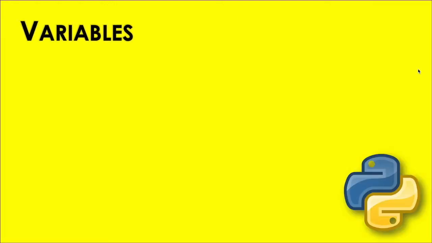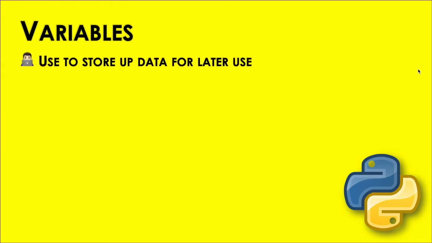With regards to this study of data types, of course, we should know first what variables are. Variables are used to store data for later use. This is just like the variables that we use in a basic mathematics class, basic algebra class. Variables there are the same as variables here in programming.